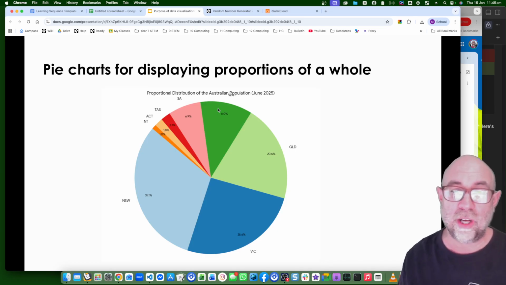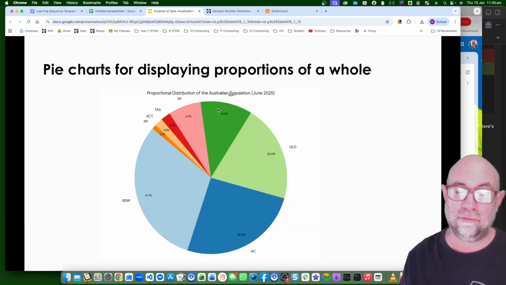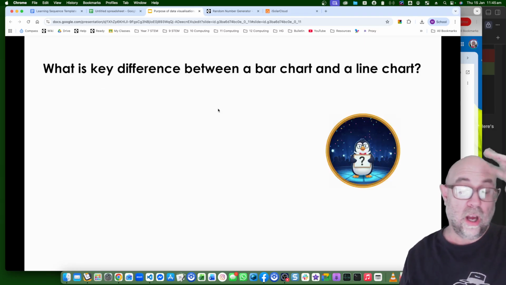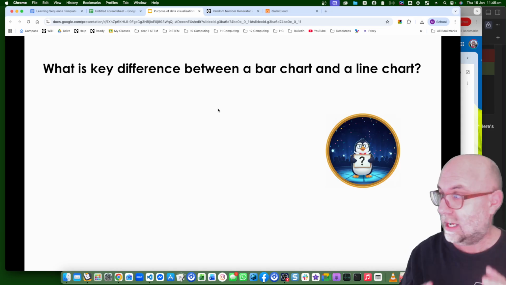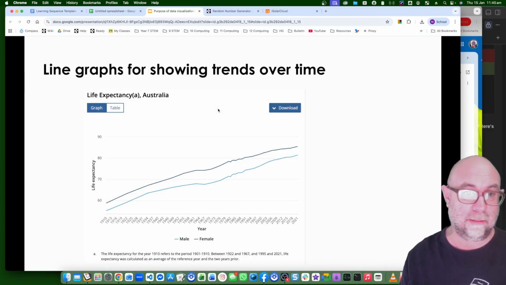I actually think the pie chart is slightly less useful for looking at and saying, well, who's bigger out of Victoria and New South Wales and Queensland? You can read the numbers, but the information is right there for you. I don't actually find pie charts super useful. I tend to prefer bar charts. So, if you're in class, I would be asking you what's the key difference, and the key difference I'd be looking for you to understand is that a pie chart represents 100% of the data set.